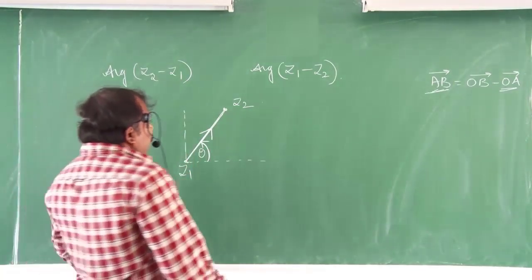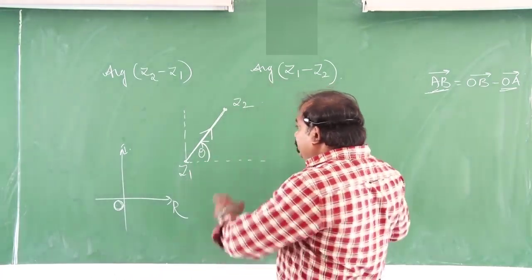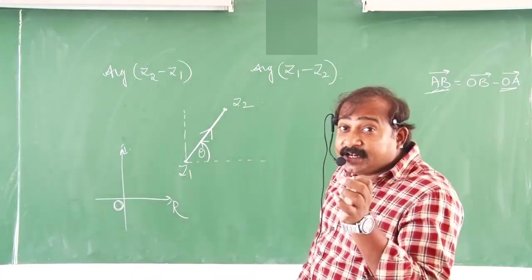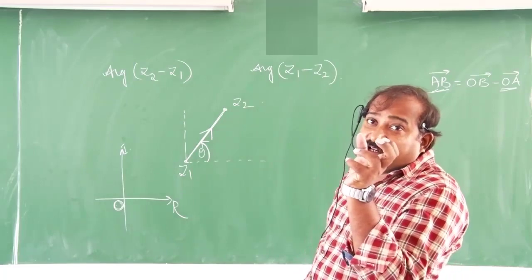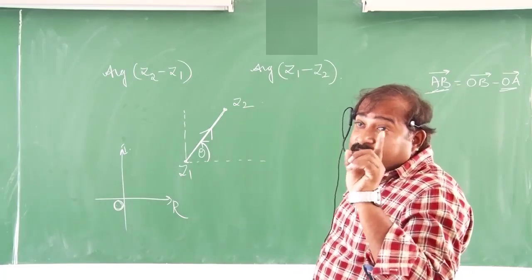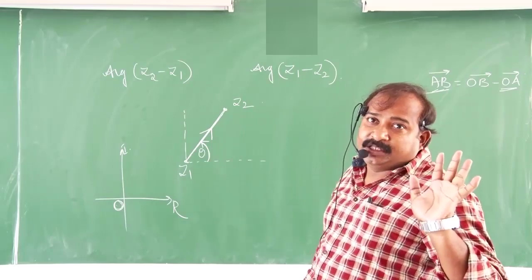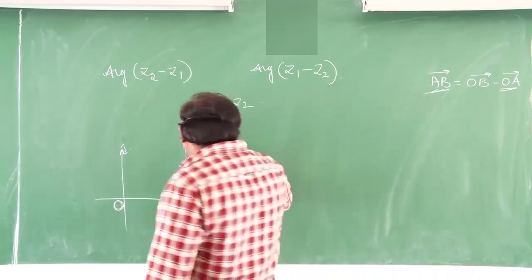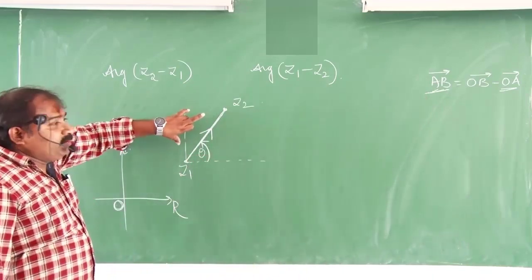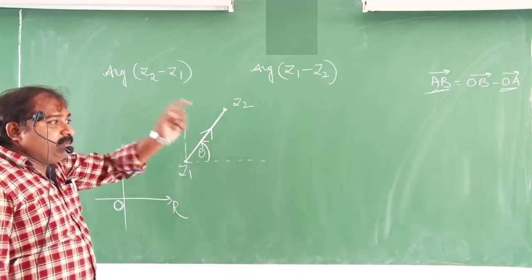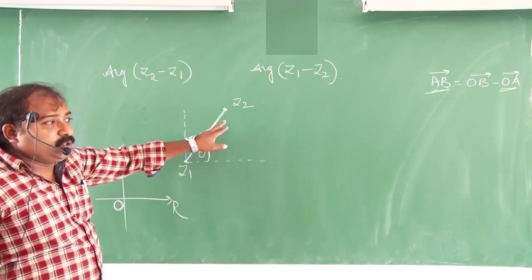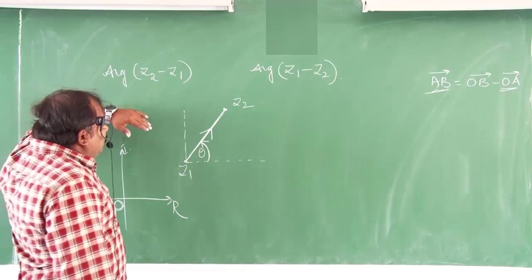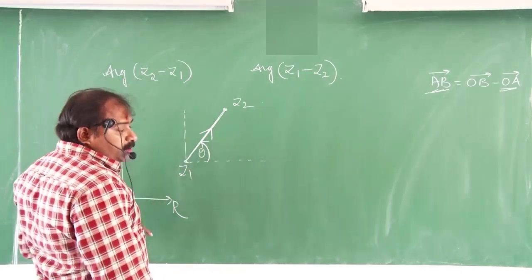For example, Z2 minus Z1 means that is a directed line segment, not modulus. Z2 minus Z1 only I am asking. What does Z2 minus Z1 indicate? Z2 minus Z1 is nothing but a directed line segment towards Z2 starting from Z1. Now argument means like this we have to take it.